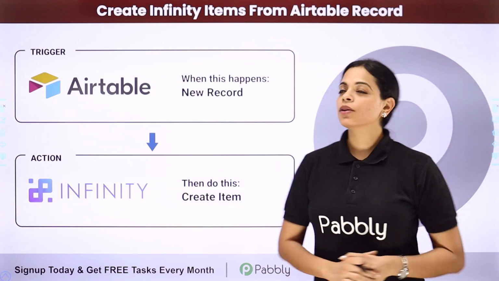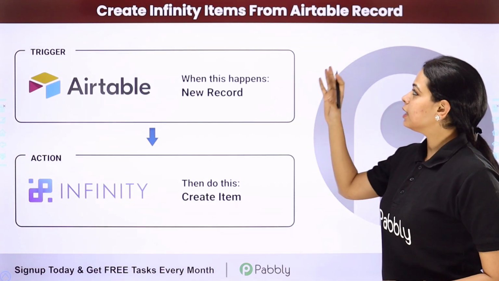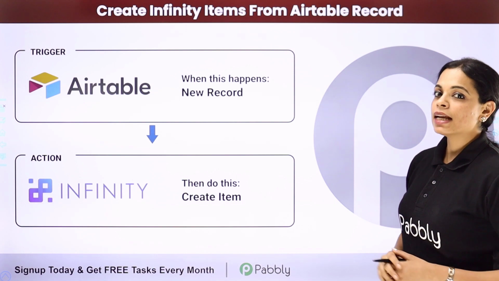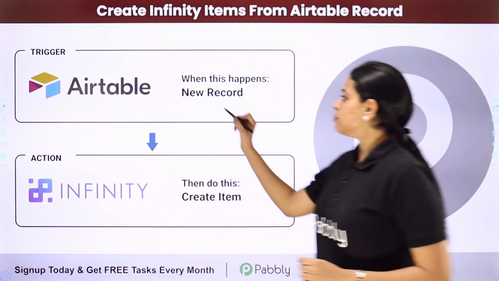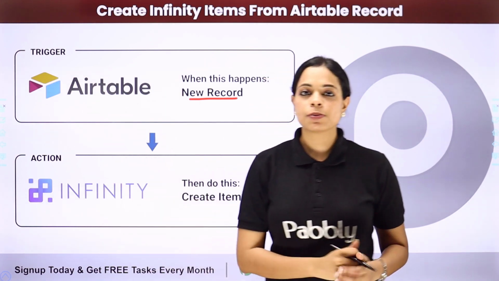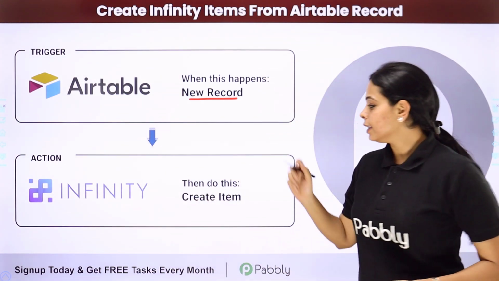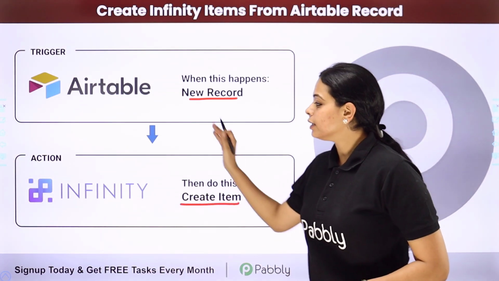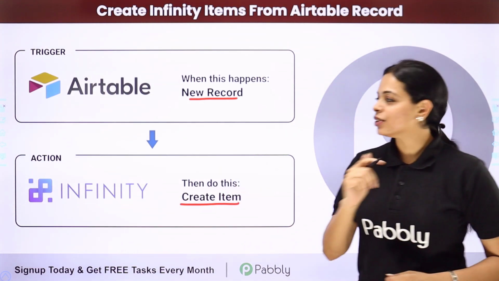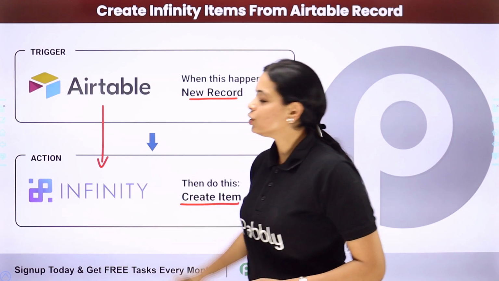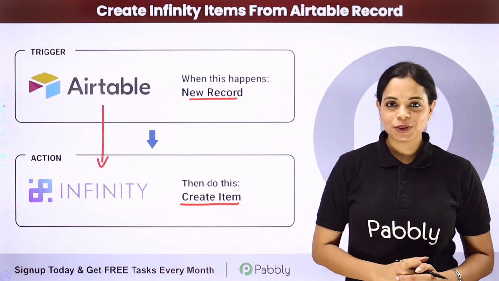In this video, we are going to see how to create Infinity items from Airtable records. So here my objective is, every time new information is added in my record in Airtable, which is my spreadsheet, then automatically an item should be created in Infinity, which is a team management software. Now how can we do that? For this, we will be integrating these two applications, and the same thing can be done using Pabbly Connect.